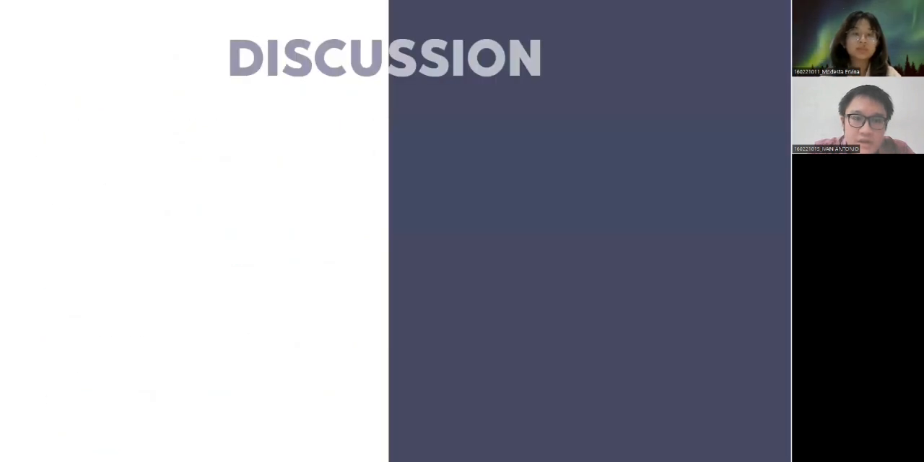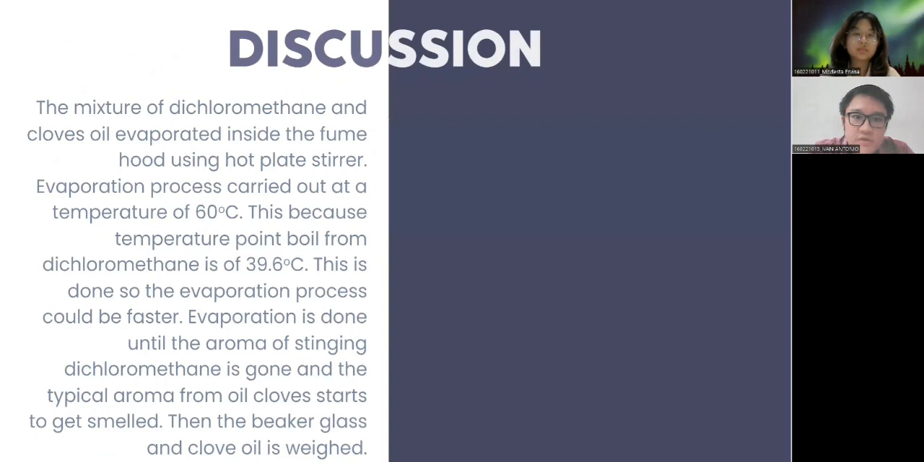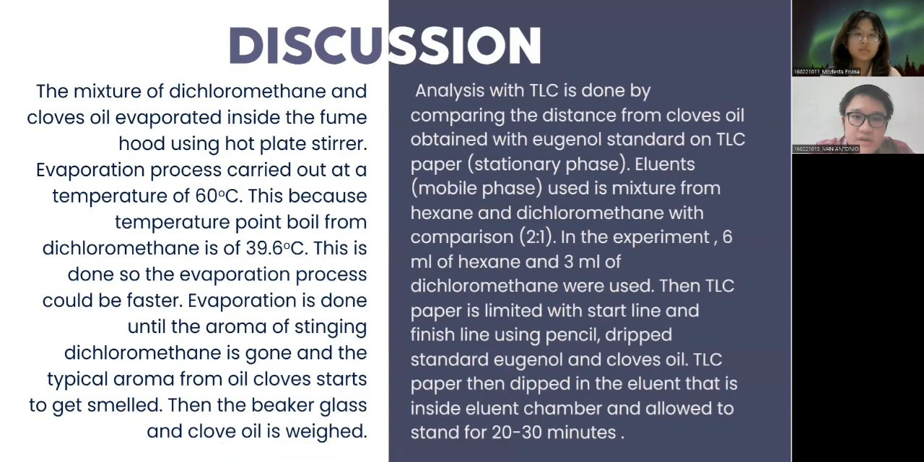The mixture of dichloromethane and clove oil is evaporated inside the fume hood using a hot plate stirrer. The evaporation process is carried out at a temperature of 60 degrees Celsius. This is because the boiling point of dichloromethane is 39.6 degrees Celsius, so the evaporation process can be faster. The evaporation is done until the dichloromethane aroma is gone and the typical aroma of clove oil starts to be smelled. Then the beaker glass is weighed and the clove oil is obtained.